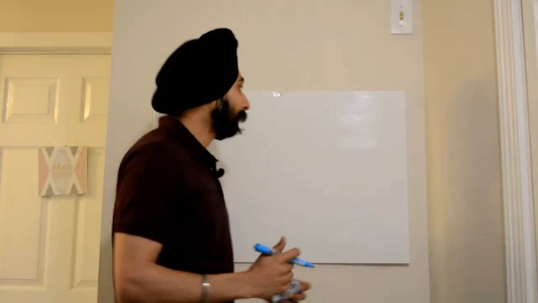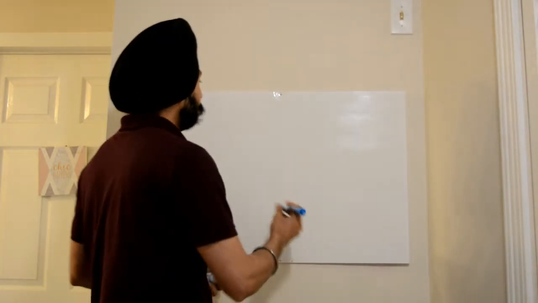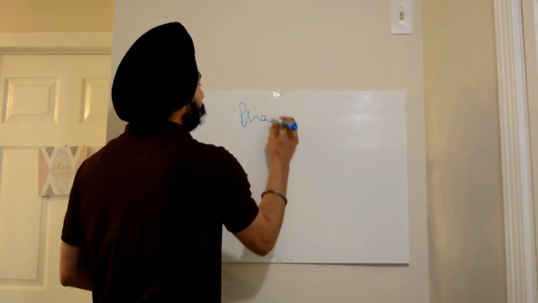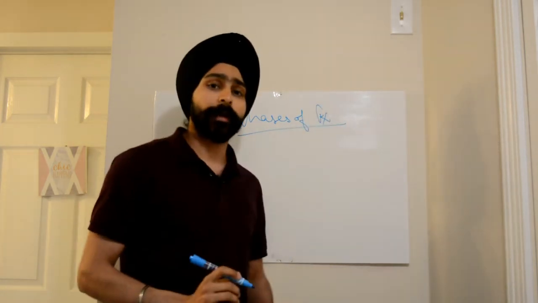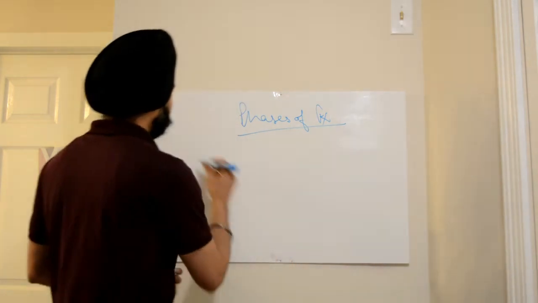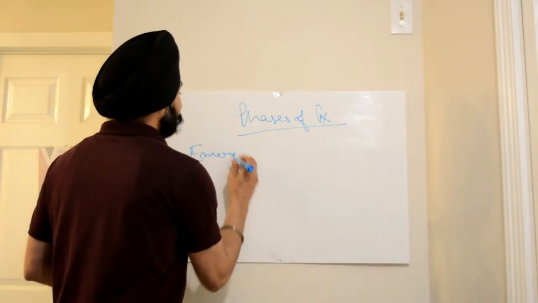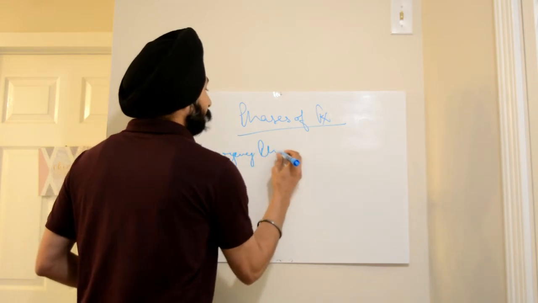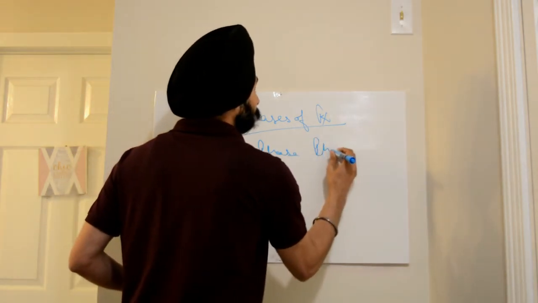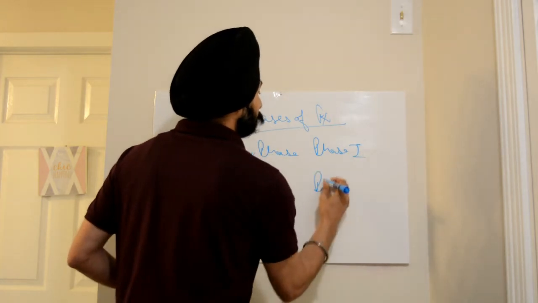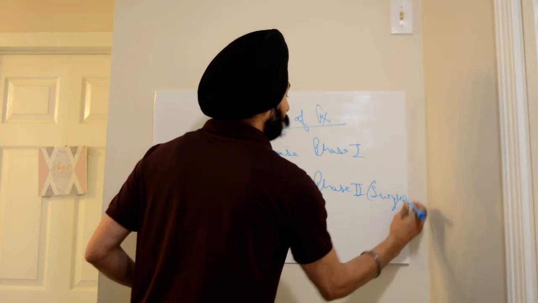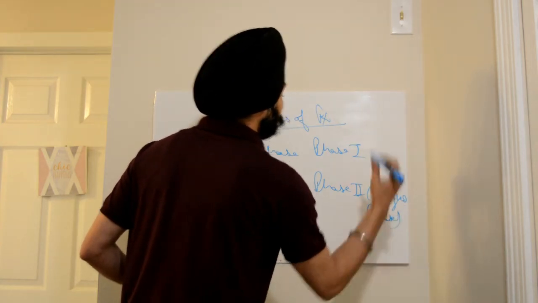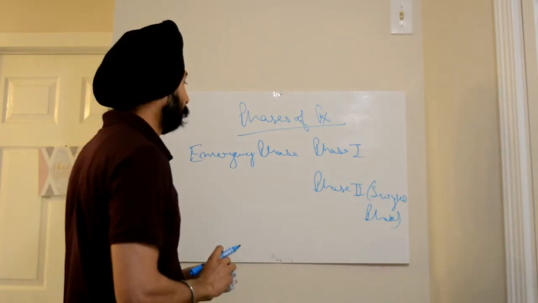Friends, since we are done with the periodontal conditions, now let's talk about treatment. The first part of the treatment is phases of treatment. As far as the periodontal section is concerned, we have three phases. One is the emergency phase, second is phase 1, and third is phase 2 or surgical phase. I will talk about all the phases one by one.